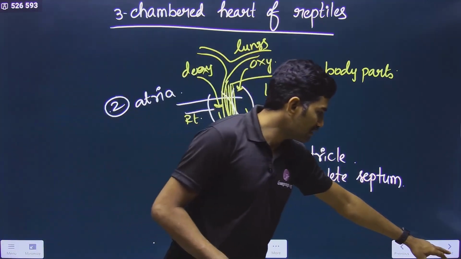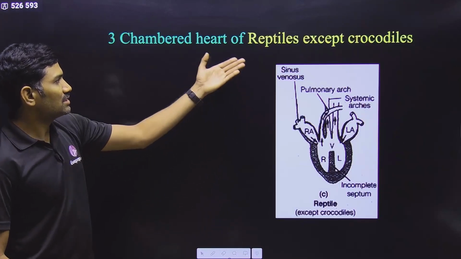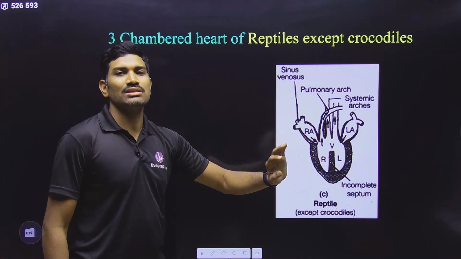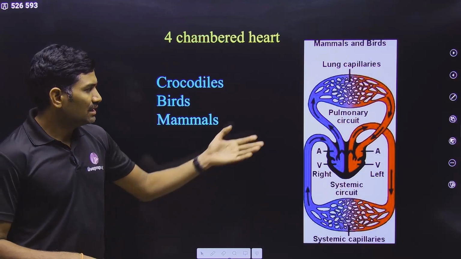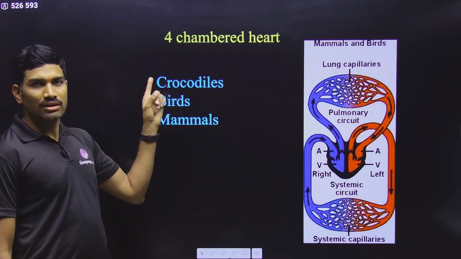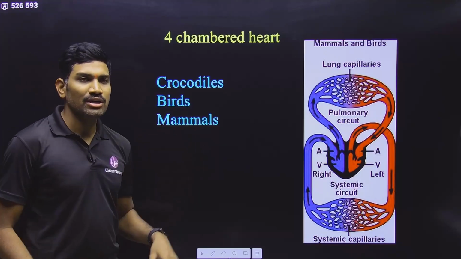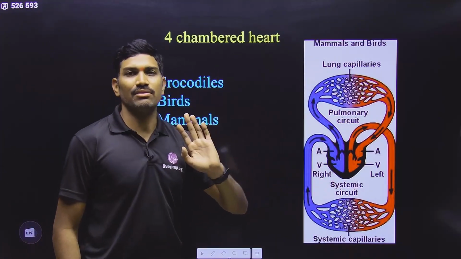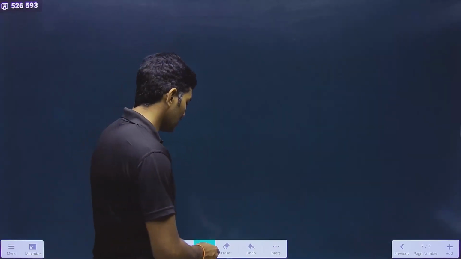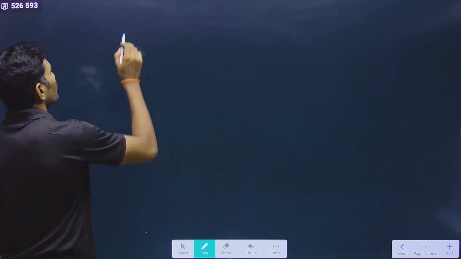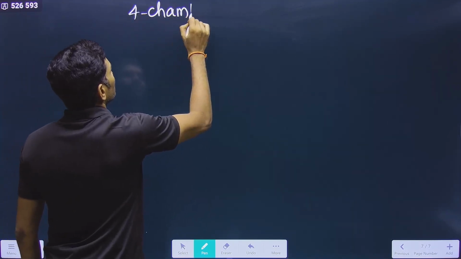Once we are done with the three-chambered heart, we can go to the four-chambered heart. This is the three-chambered heart, except crocodiles. Now we are going with the four-chambered heart. This information is for crocodiles, birds, and mammals. Mammals means humans are also part of mammals, so this is the information for humans also. Observe carefully here. Now we are studying the four-chambered heart.